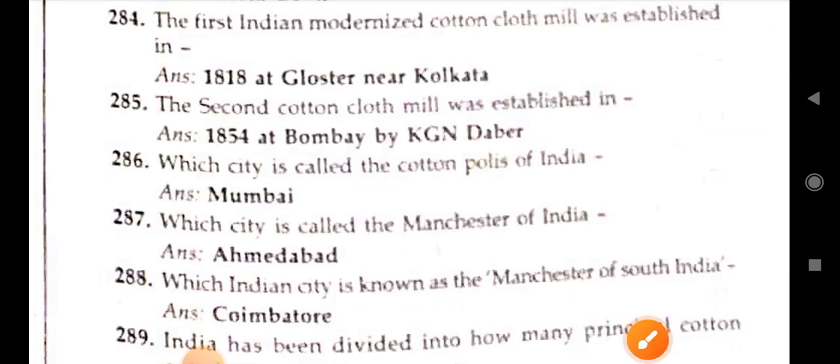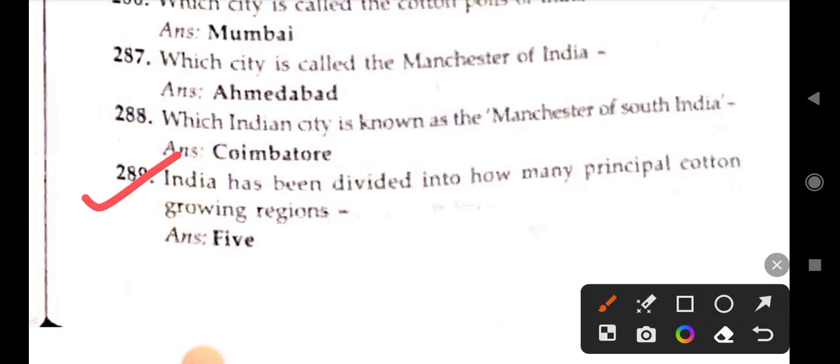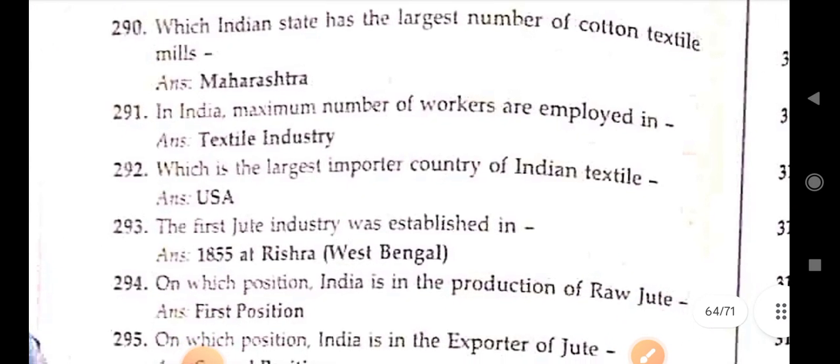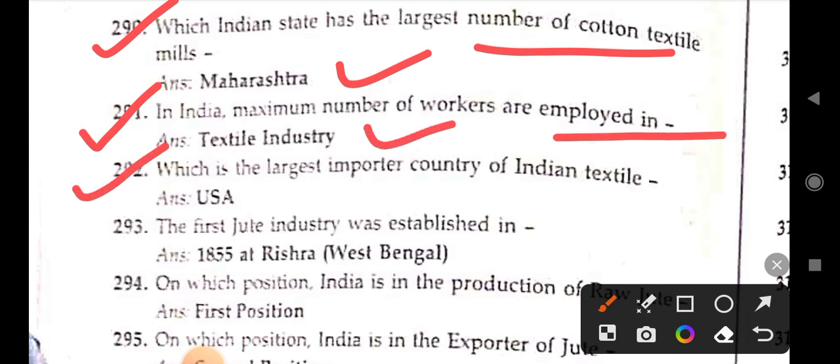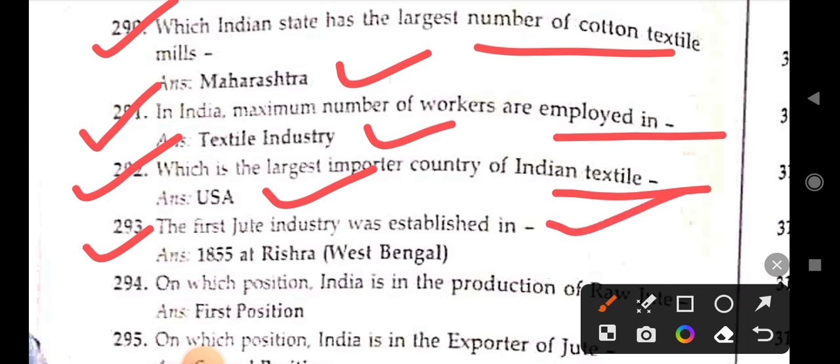Which Indian city is known as the Manchester of South India? Coimbatore. Next, India has been divided into how many principal cotton growing regions? 5. Which Indian state has the largest number of cotton textile mills? Maharashtra. In India, the maximum number of workers are employed in the textile industry. Which is the largest importer country of Indian textile? USA.